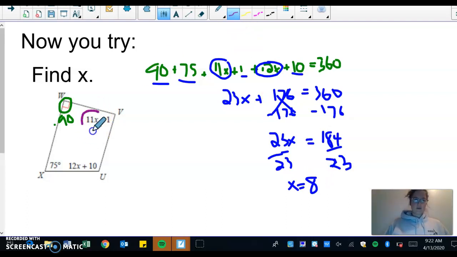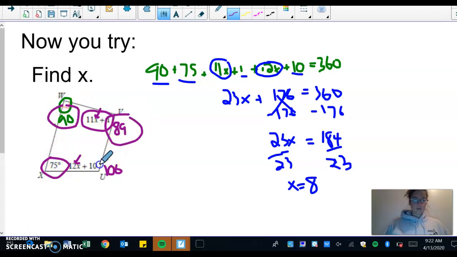After that, you need to find these missing angles. So you've got to plug 8 in for x. So 11 times 8 is 88 plus 1 makes it 89. And then again, you have the same thing, plug in for x. So 12 times 8 is 96, plus 10 is 106. So now there are your 4 missing angles: 1, 2, 3, 4, right there. All right. So again, the big idea from today's lesson is in a triangle, all the angles add up to 180, and in a quadrilateral, all the angles add up to 360.